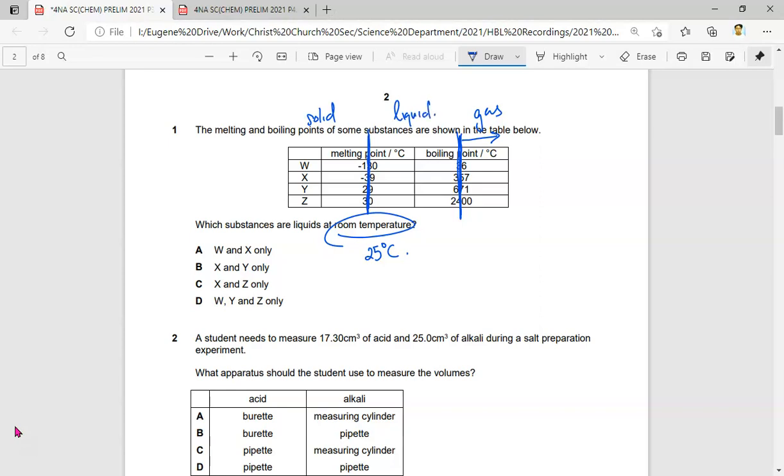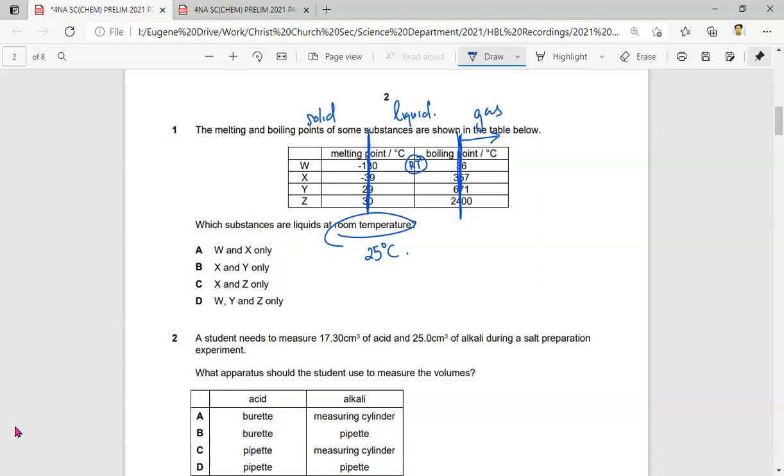So to find out which substances are liquid at room temperature, we ask ourselves, where is 25 degrees in terms of the temperature? So this is negative 130, this is 36. So 25 degrees is less than 36, but above negative 130. So this is room temperature, it will be over here. So we know that W will be a liquid at room temperature.